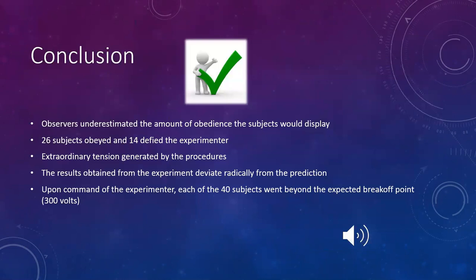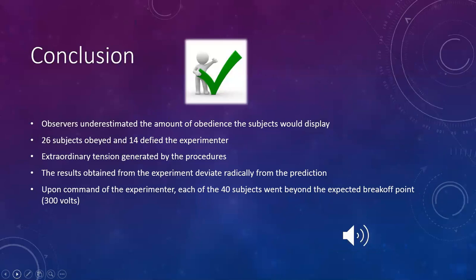The results obtained from the experiment deviate radically from the prediction. We must note that in a pre-test of 14 Yale seniors, where they were asked to predict the behavior of 100 hypothetical subjects, the most general feeling was that few, if any, subjects would go beyond the designation of very strong shock, which is 195 to 240 volts. The estimates range from 0 to 3%. For example, the most pessimistic member of the class predicted that of 100 persons, 3 would continue to the most potent shock available on the shock generator, which is 450 volts.